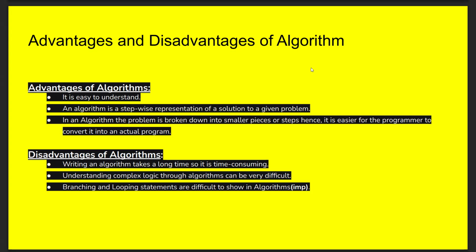Understanding complex logic through algorithms can be very difficult. If you want to understand the complex logic behind the problem, it is very difficult to understand those things. Next, branching and looping statements are difficult to show in algorithms. So coming to algorithms, it is very difficult to show any branching and looping statements. So these are the disadvantages of algorithms. So this is the introduction of the algorithm.